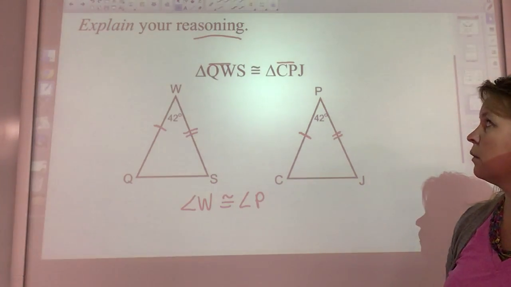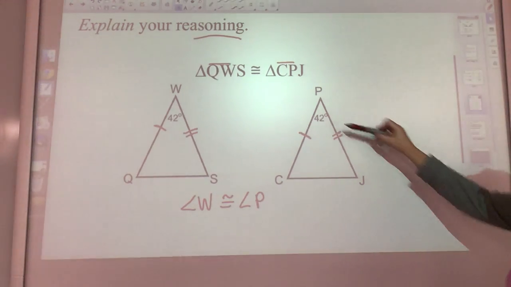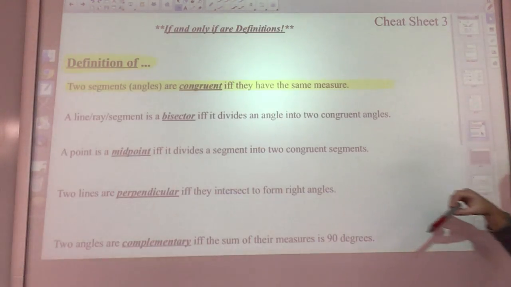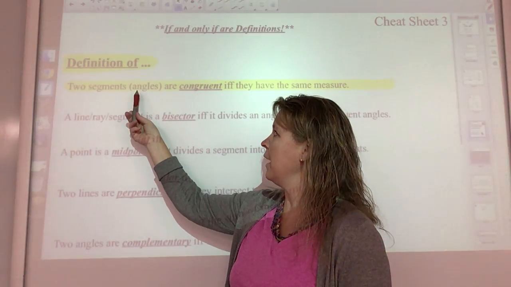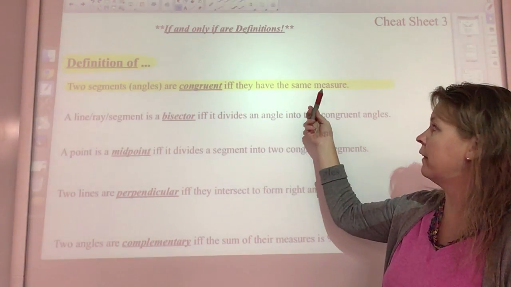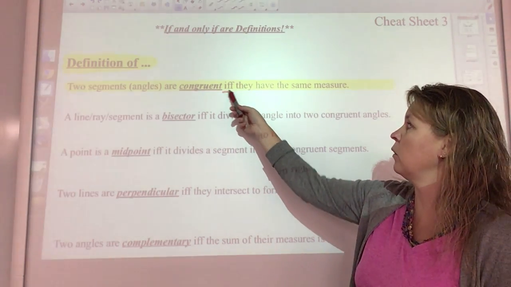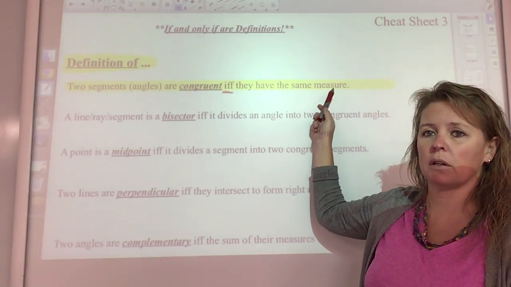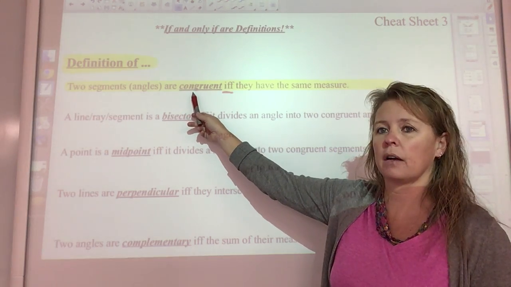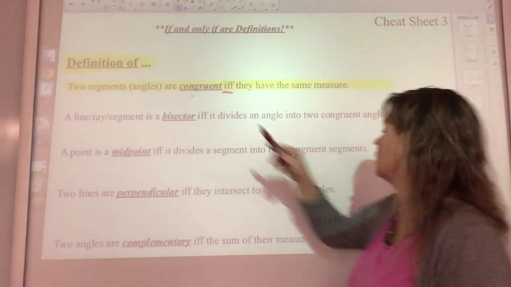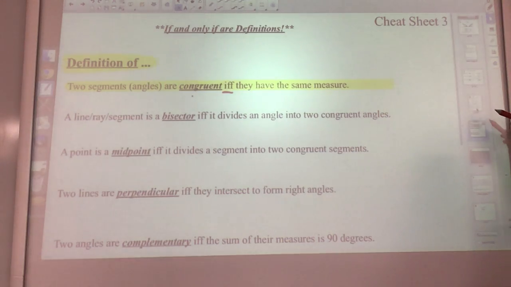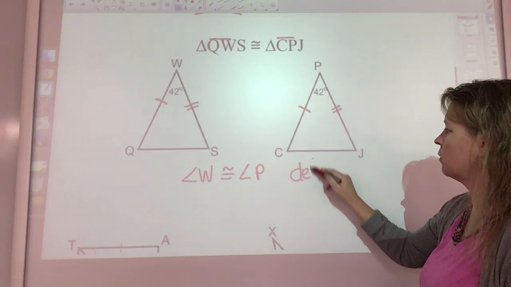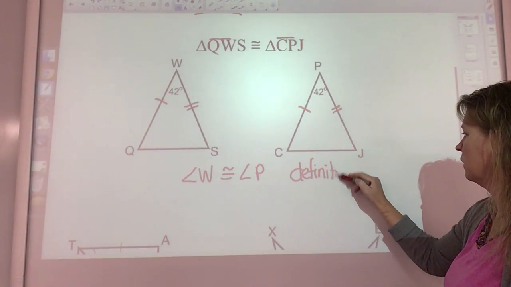Let's get to cheat sheet 3. You could have just told me, yeah, they have the same measure, so that means they're congruent. That's an actual written out definition. If two angles are congruent, then they have the same measure. But this is an if and only if. We can reverse it. If two angles have the same measure, then they are congruent. So we need definition of congruent. Once we say that these are true by definition of congruent, and again, you're writing out all of definition.